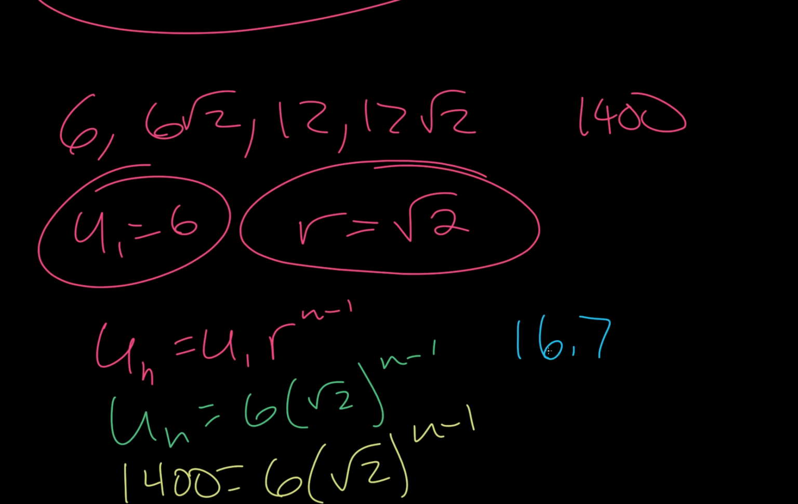Now, at 16, we won't reach this yet. At 17, we'll go past this. And so it wants to know the first value, and our n values have to be natural numbers. And so 17 is the first time we're above it.